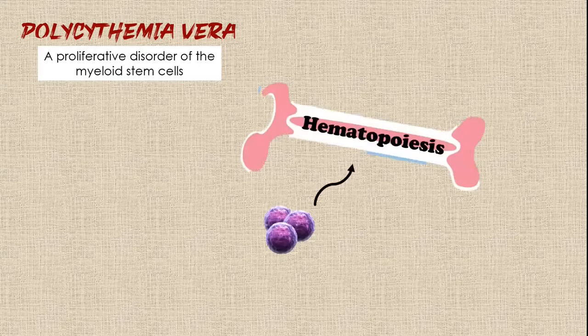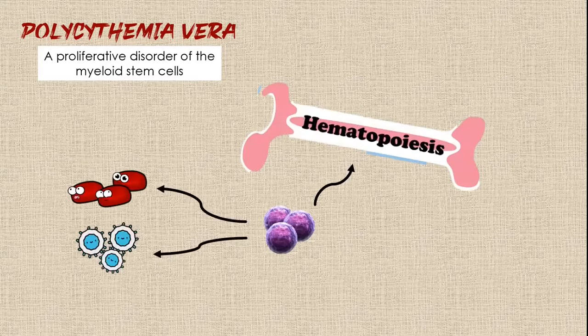Polycythemia vera is a proliferative disorder of the myeloid stem cells. The myeloid stem cells are found within the bone marrow where hematopoiesis occurs. Hematopoiesis is a complex process of the formation and maturation of blood cells. During hematopoiesis, the stem cell then gives rise to red blood cells, white blood cells, and platelets.